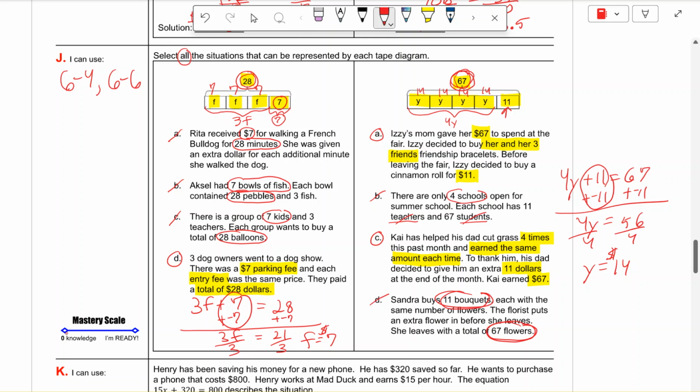On the mastery scale, rate yourself 0 knowledge or I am completely ready. So remember, if you need to go back and review this, you couldn't do it on your own. Mark it somewhere along this continuum.